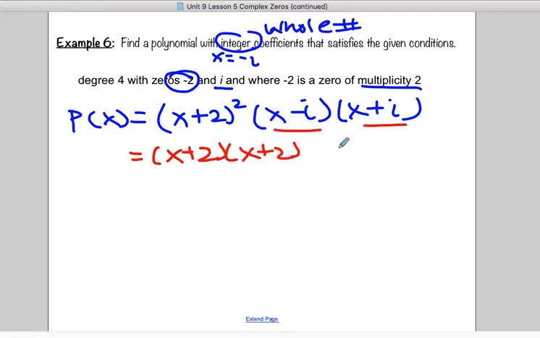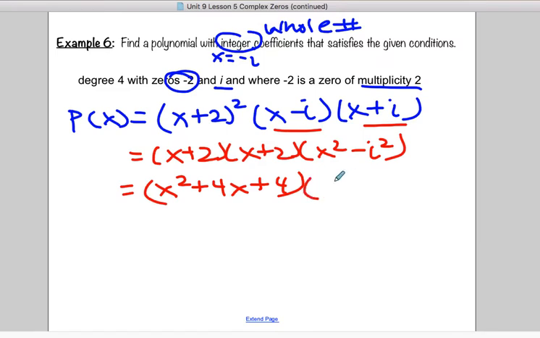And if I FOIL this part, I will have x squared, then I will have positive ix and then negative ix. So those cancel, and then negative i times i, so a negative i squared. This will give me x squared plus 2x, so plus 4x, plus 4. And then it'll say x squared minus i squared is negative 1, so plus 1. Then I just have to continue FOILing, distributing, all that.